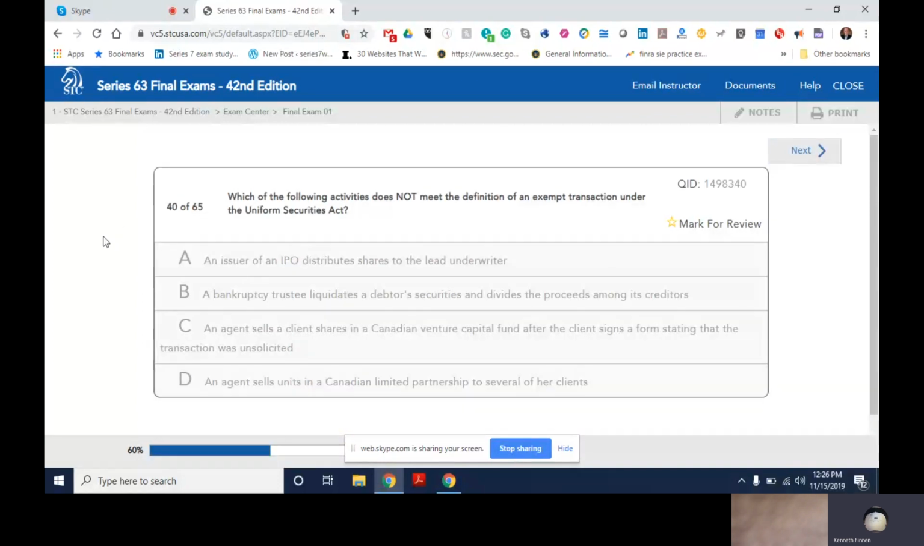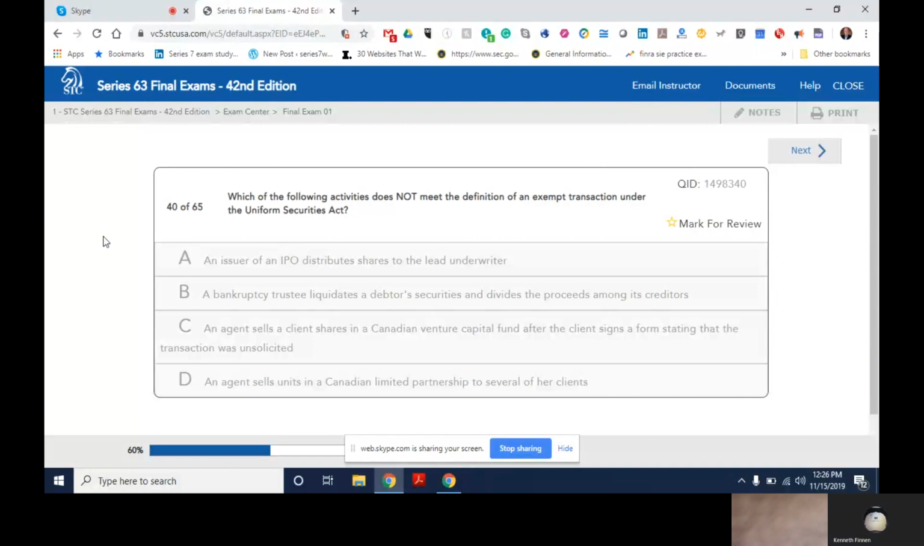Okay. Which of the following activities does not meet the definition of an exempt transaction under the USA? Which is not an exempt transaction? So an issuer of an IPO distributes shares to the lead underwriter. That is, because issuers sell shares to the underwriter, that would be an exempt transaction. Bankruptcy trustee liquidates to debtors. A bankruptcy trustee is an exempt transaction, not an exempt security.